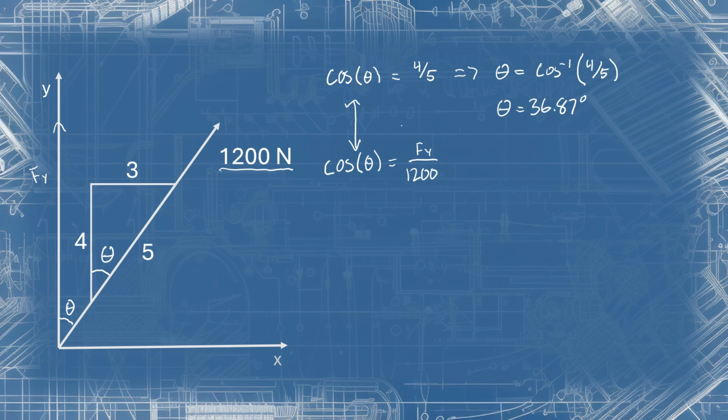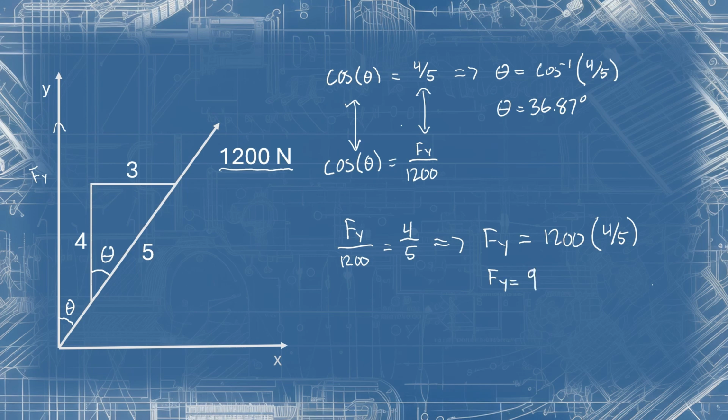These are equal, which means we can set these equal to each other directly, which gives us Fy over 1200 equals 4 over 5. Pretty easy to solve that for Fy equals 1200 times 4/5. Once again, if we run that through the calculator, we find that Fy equals 960 newtons. So now we can kind of see how it's done.